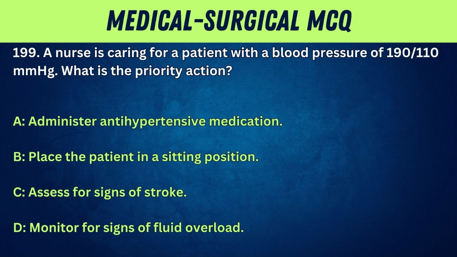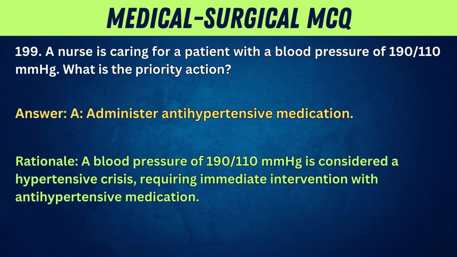199. A nurse is caring for a patient with a blood pressure of 190/110 mmHg. What is the priority action? A. Administer antihypertensive medication. B. Place the patient in a sitting position. C. Assess for signs of stroke. D. Monitor for signs of fluid overload. Answer: A.